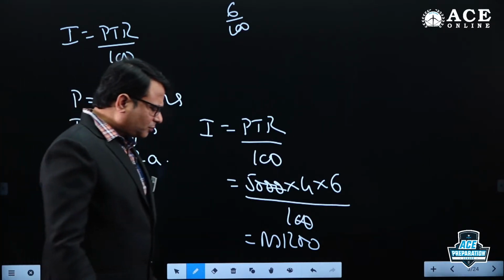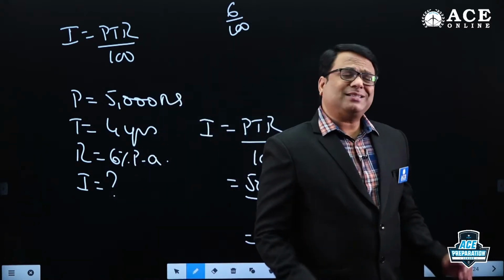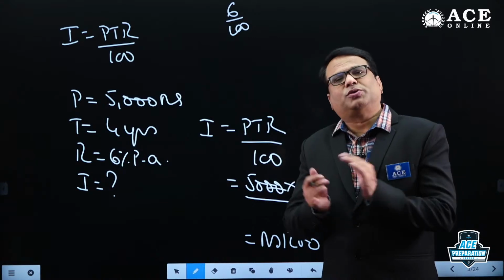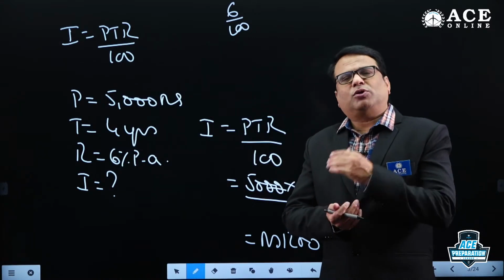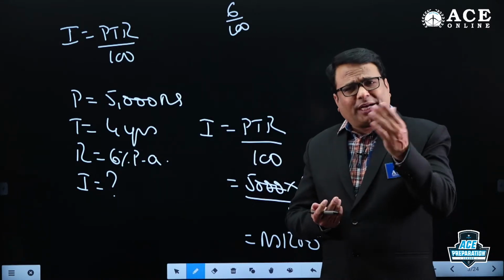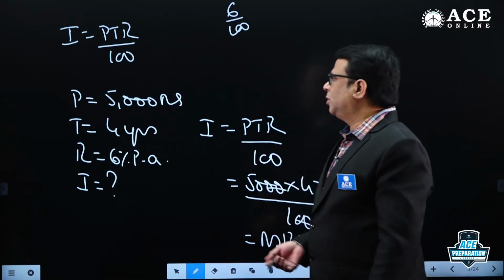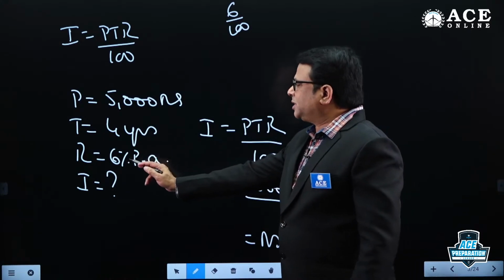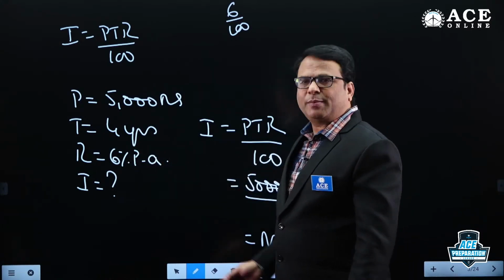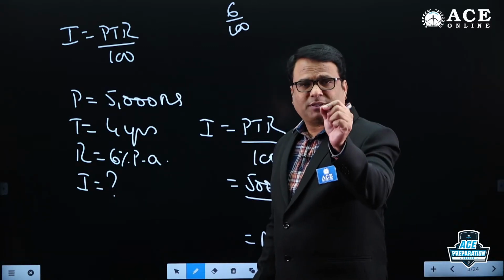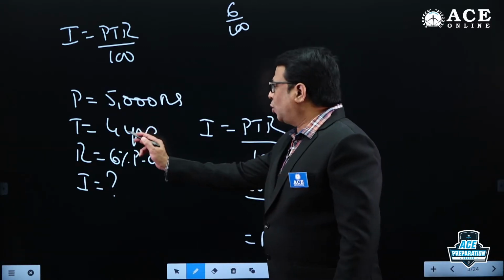Now, I suggest a method which is very easy to calculate simple interest without using the formula. You can almost do it orally without putting anything on paper. What is that method? Now, see here. Rate of interest is how much? 6% per annum. That means for each year it is 6%. That is the meaning. And what is the total time?